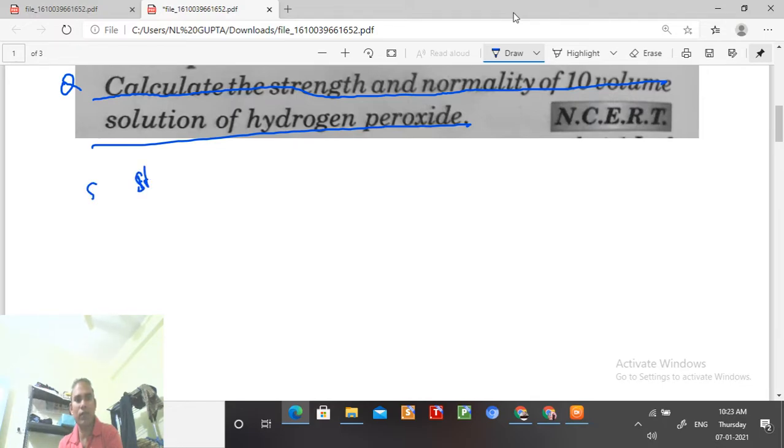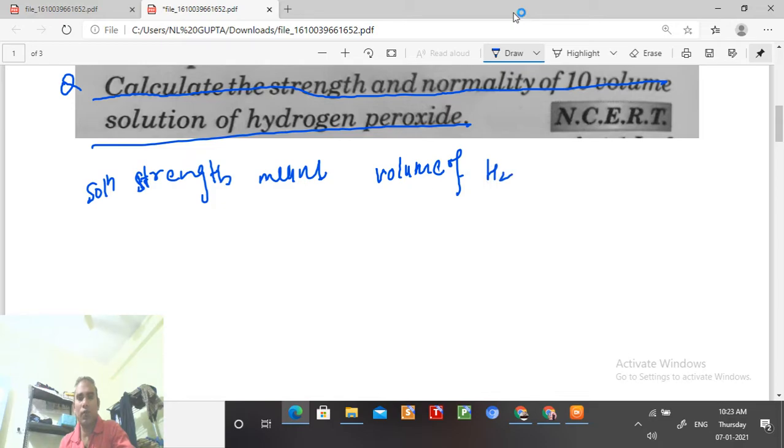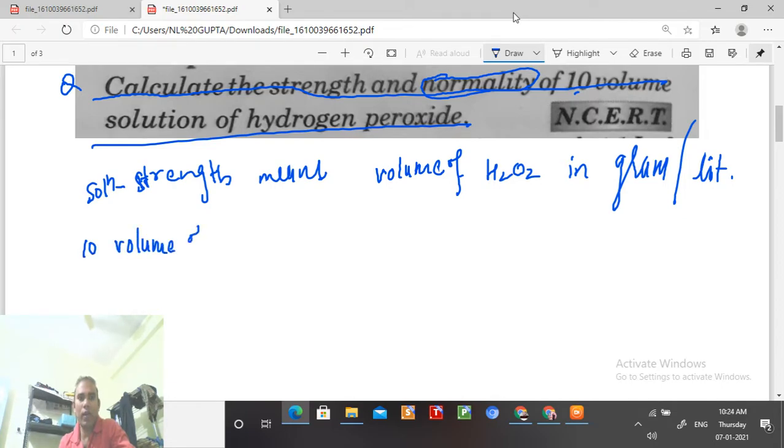Meaning of strength, students, we are going for the solution. Strength means the mass of H2O2 in gram per liter. This is what the strength is. Now they are also asking the normality. They have given that 10 volume solution of hydrogen peroxide is available, so we have to understand what that 10 volume means, 10 volume of H2O2.